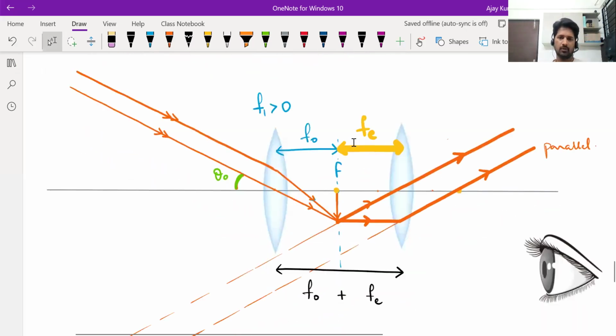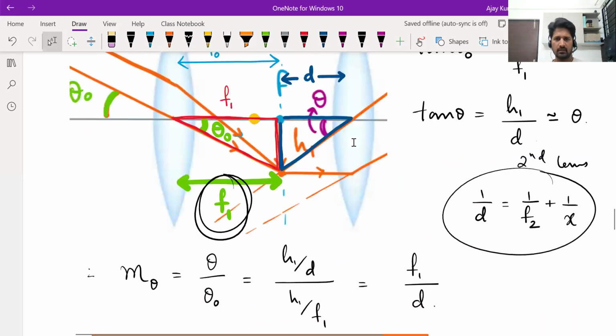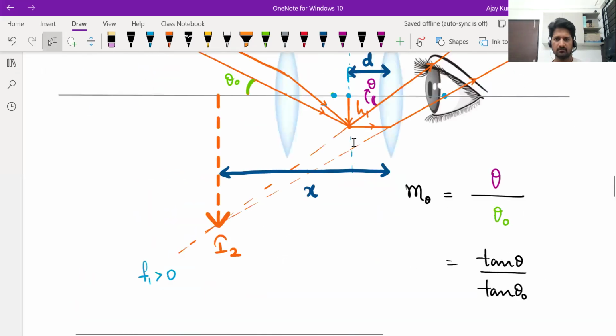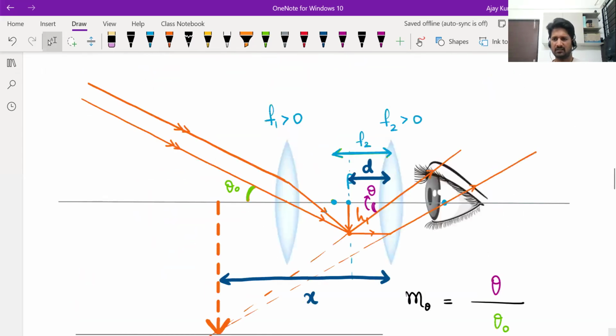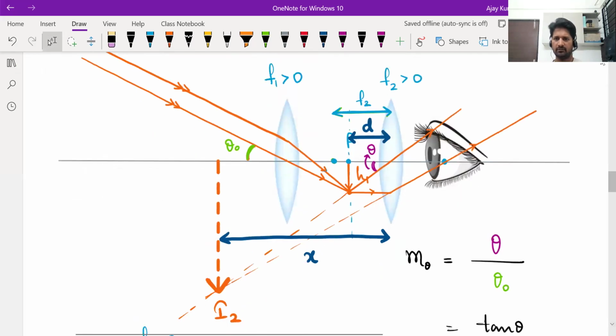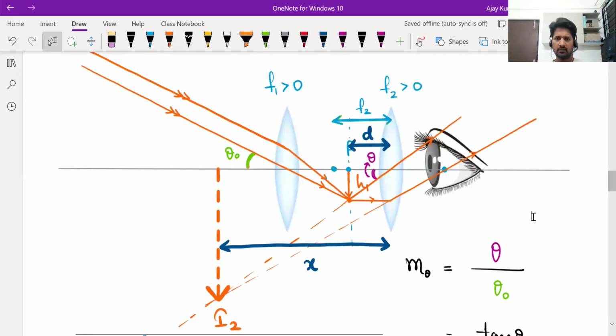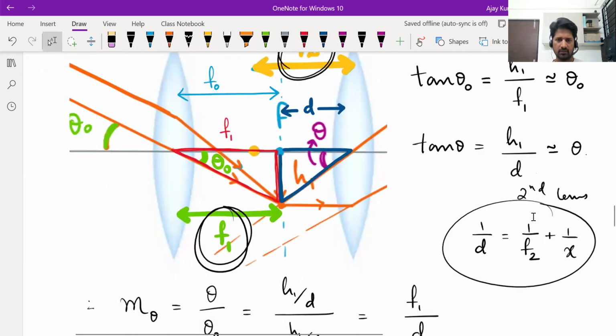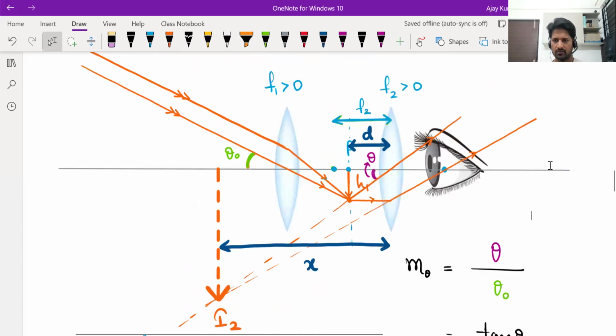Let's solve one problem based on this. Take a screenshot of this ray diagram. You can refer to it if needed. Wait, I didn't mark F0 in this. Okay, F0 has been marked here. We'll mark F0 here also. Just a moment. F2, let's keep F2 in yellow itself.